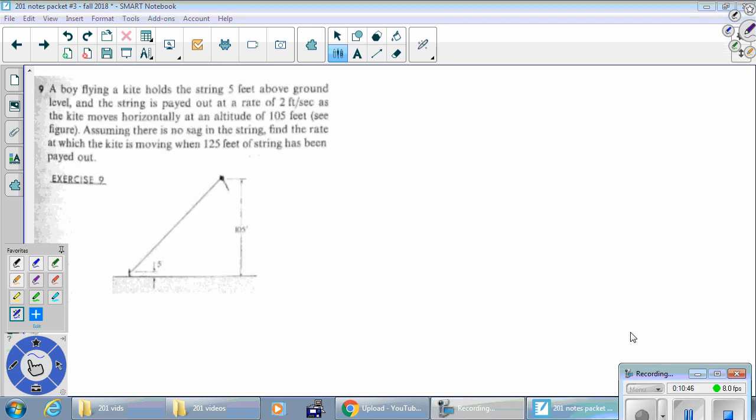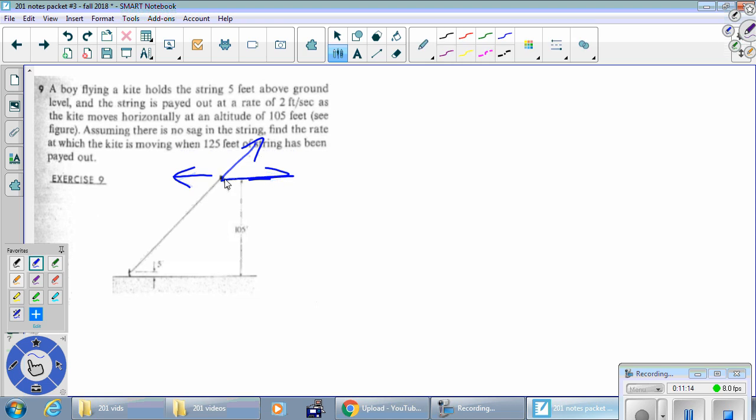A boy flying a kite holds the string 5 feet above ground level, and the string is paid out at a rate of 2 feet per second as the kite moves horizontally at an altitude of 105 feet. See the figure. Okay, so we've got the person holding the kite 5 feet off the ground, and the kite is moving horizontally, and it stays at a constant 105 feet off the ground. So it's not going this way. It is staying at a constant 105 feet off the ground. And so let's start marking this picture up.